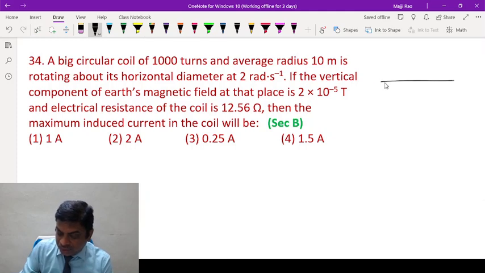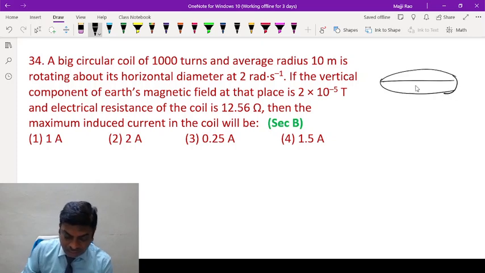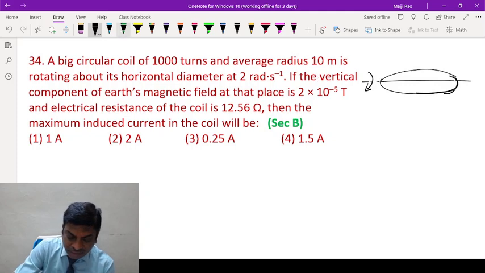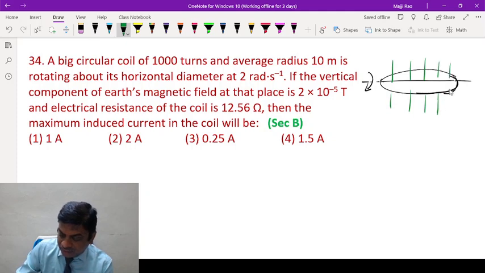So this is the coil. It is rotating about a horizontal diameter, rotating like this, whereas the field lines are like this. Magnetic field lines, Earth's magnetic field, the vertical component of Earth's magnetic field, it is like this.